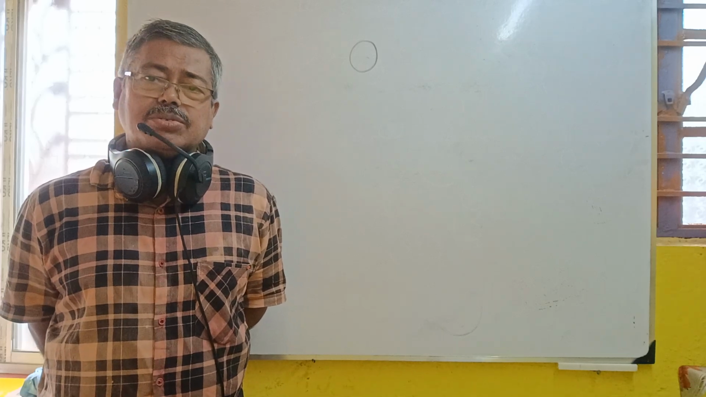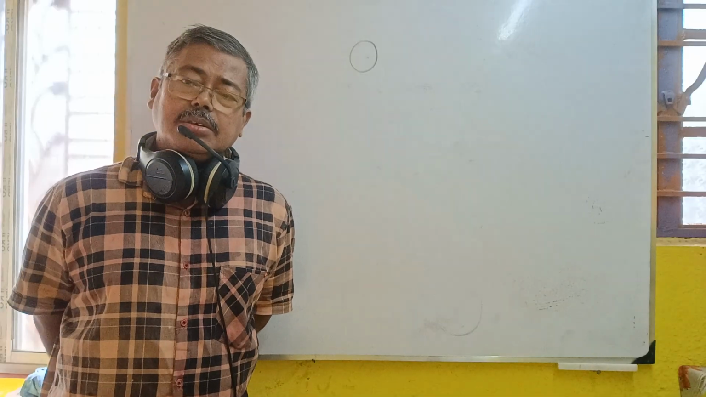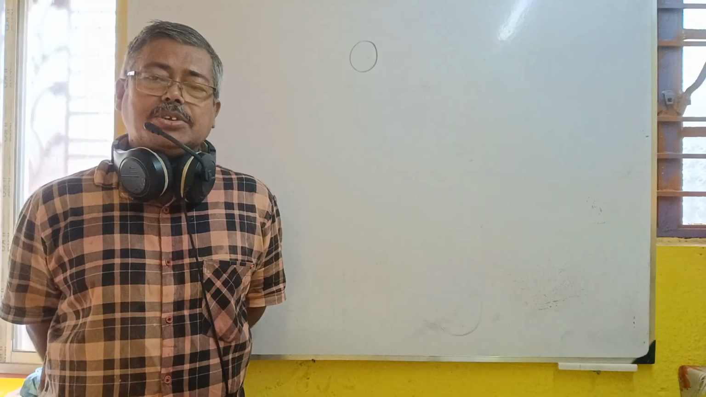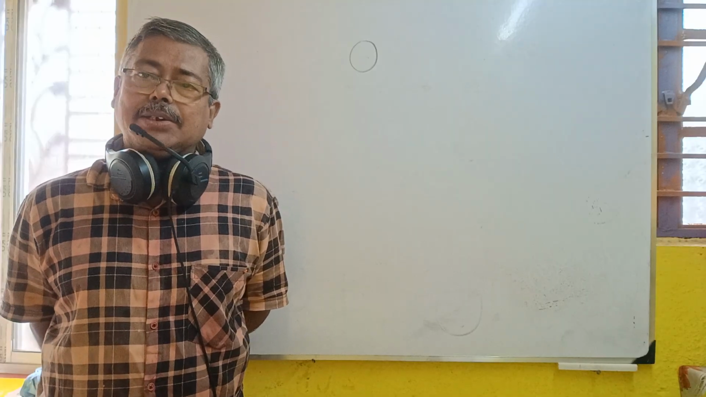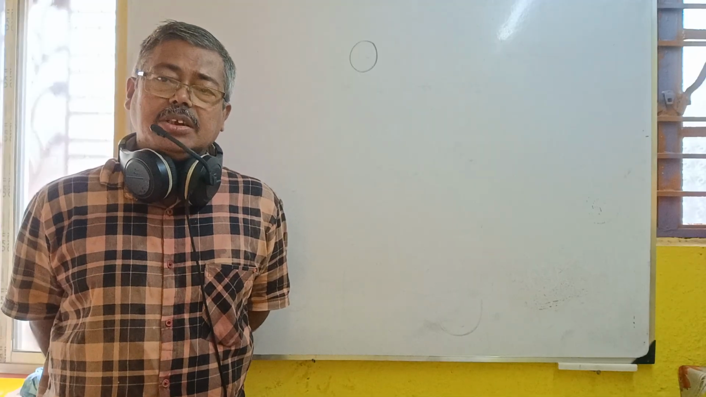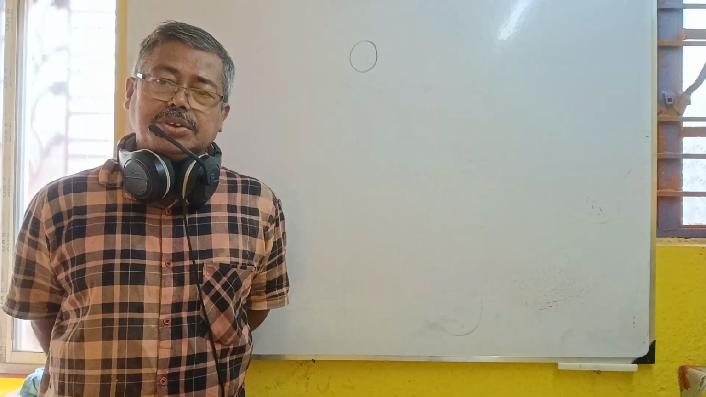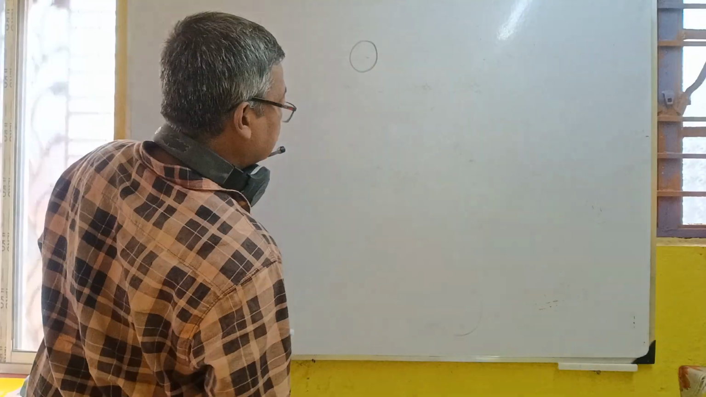A B tree is also a tree where the children depend upon the order of the tree. Maximum children: if the order is 5, then the children is 5. Minimum children: 5 by 2, that is 3. In case of a binary tree, the maximum children is 2, minimum children 0. So any node can contain 0 children.